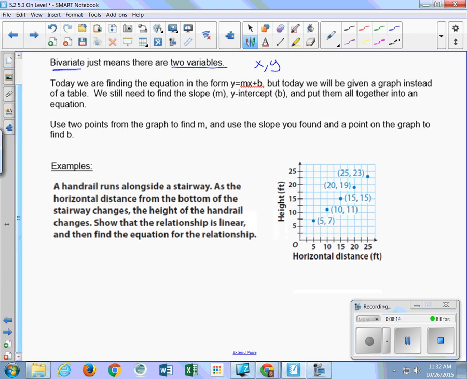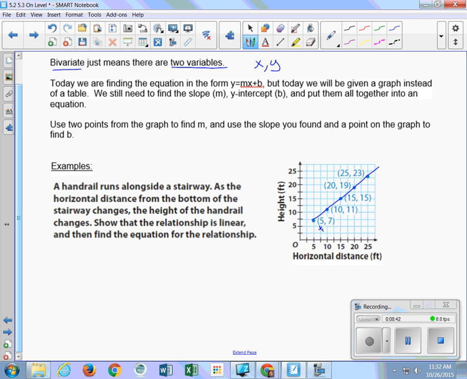A handrail runs alongside a stairway. As the horizontal distance from the bottom of the stairway changes, the height of the handrail changes. So the relationship is linear, and you can find the equation. Right now that line is straight, so it does look linear. But what we don't know is the y-intercept. We're going to use the two points (5, 7) and (10, 11) to find our slope.